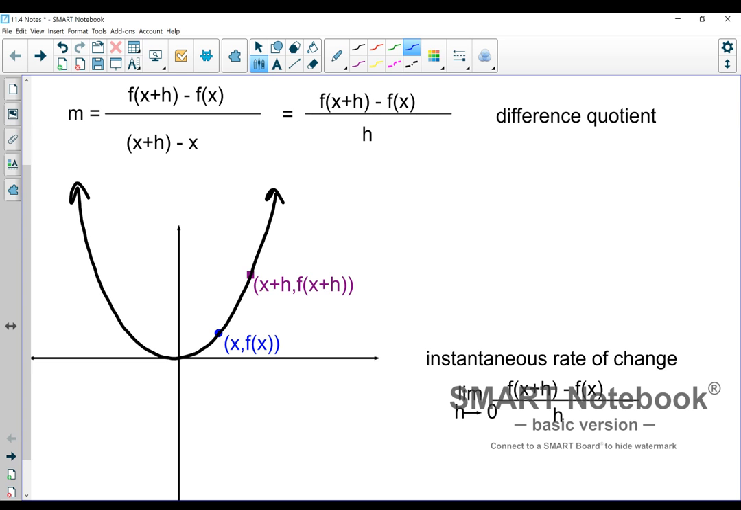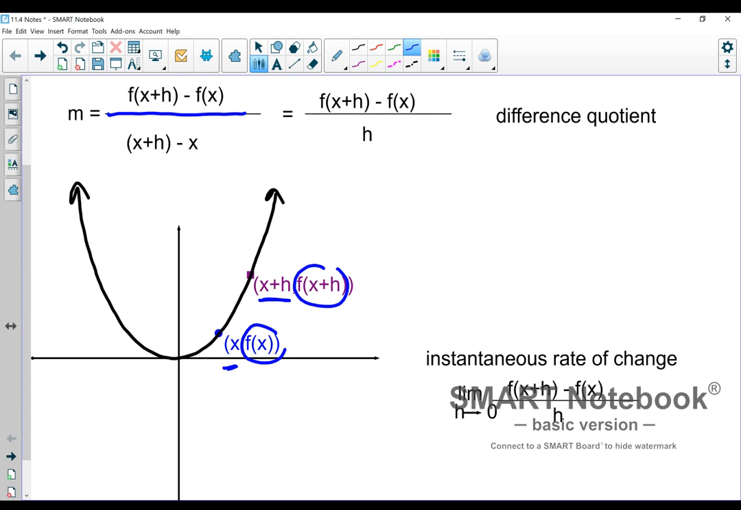So that means we do f of x plus h minus f of x, that's up here in my fraction. And then in my denominator, I would do x plus h minus x, that's this denominator here. And then when we simplify it, we get f of x plus h minus f of x all over h. So that is really my slope between those 2 points.